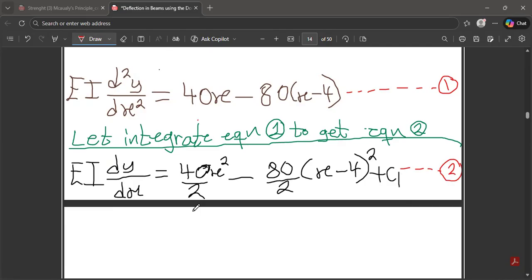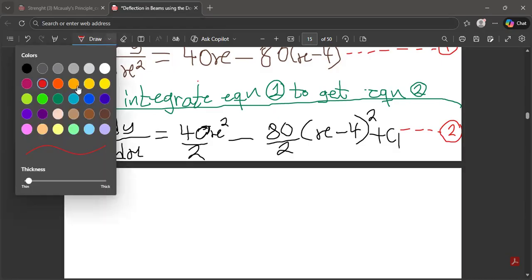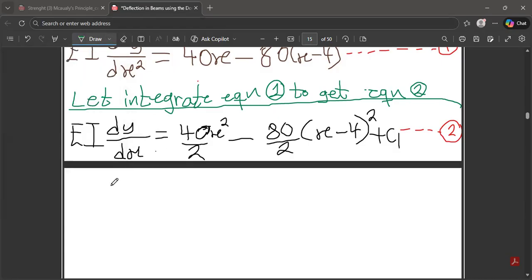This is now our equation 2. Also, let's integrate equation 2 to get equation 3. We said that equation 2 is a slope equation. Jot this down somewhere: equation 2 is always your slope equation. And equation 3, which we are going to calculate now, is going to be your deflection equation.